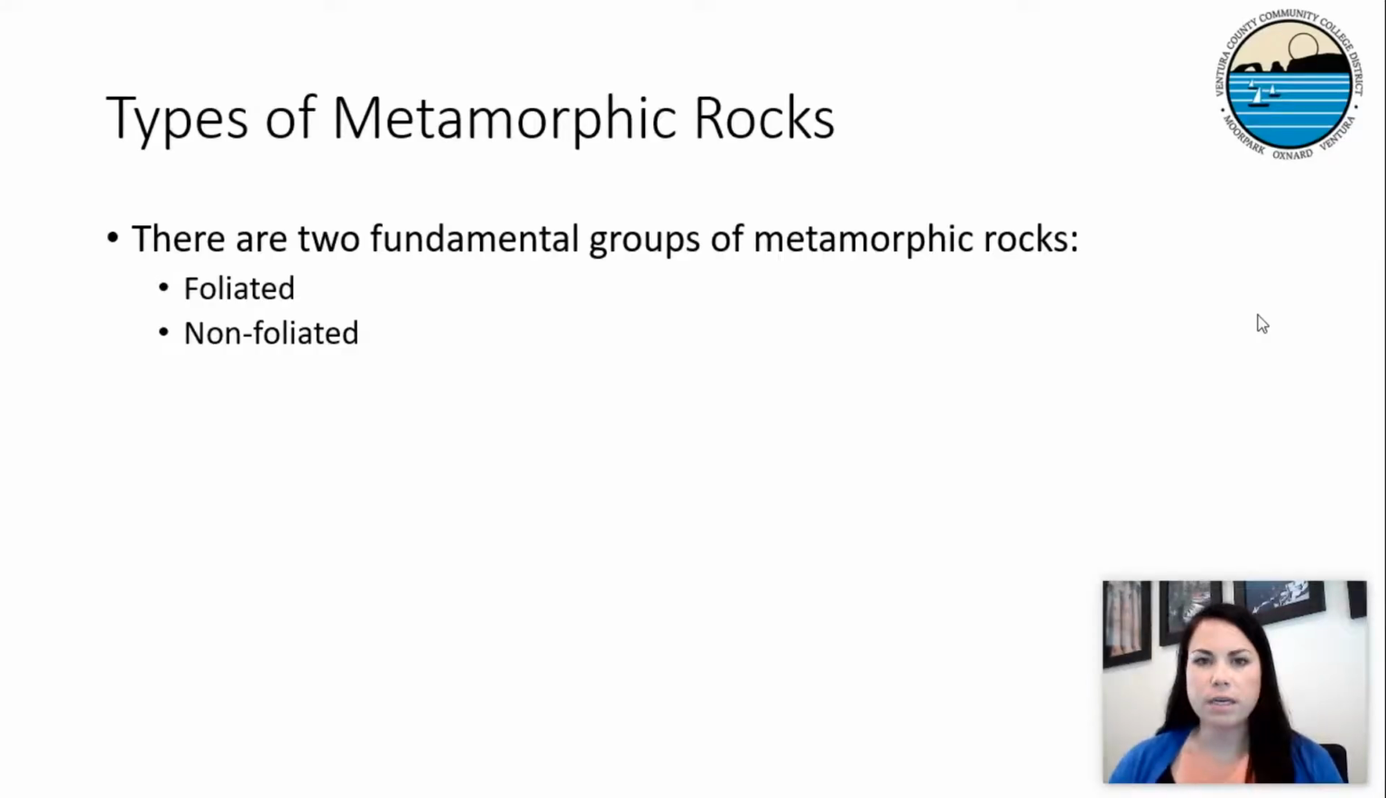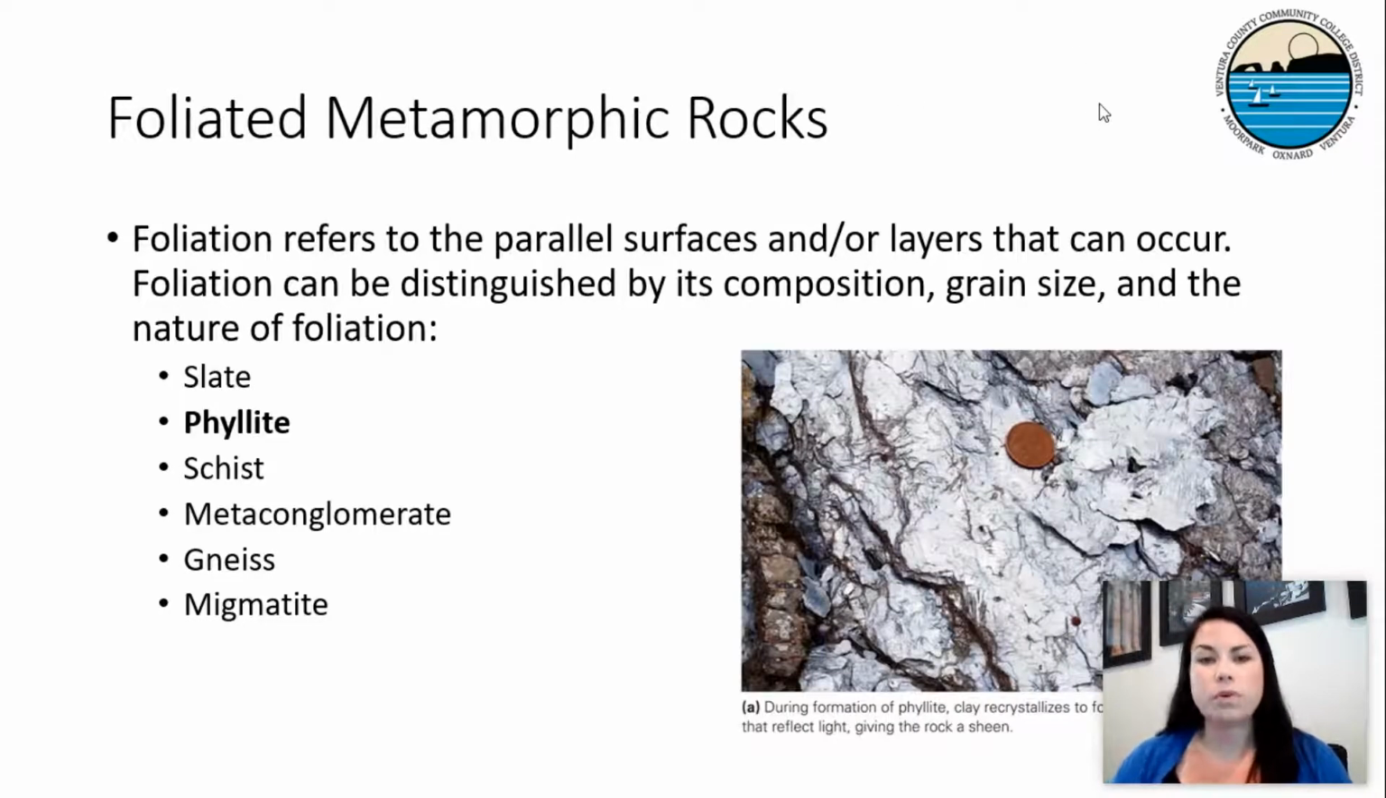All right, so we can differentiate metamorphic rocks into basically two fundamental groups, foliated and non-foliated. So I talked a little bit about that texture before. So now let's look at some examples. Foliation refers to the parallel surfaces or layers that can occur. And foliation can be distinguished by things like its composition, grain size, and the nature in which it has created its foliation. So some examples of metamorphic rocks with foliation include slate, phyllite, schist, metaconglomerate, gneiss, and migmatite.